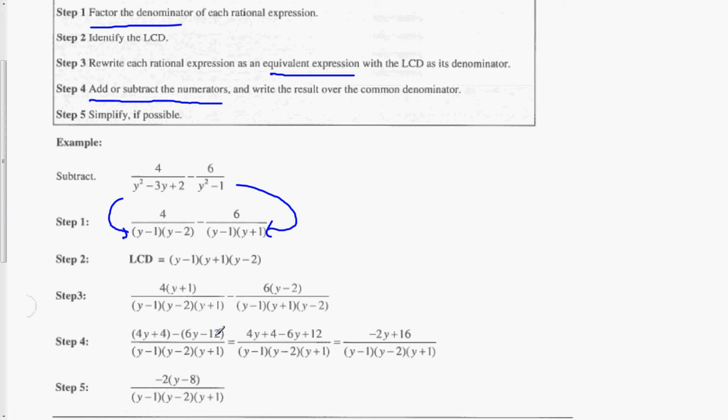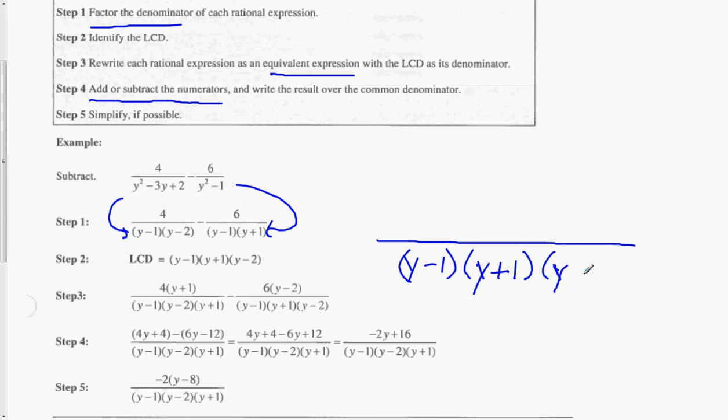Now, my next step is going to be a little bit different from theirs. I'm going to write it out to the side. What I like to do is just make a nice big fraction with my LCD on the bottom. So I would put y minus 1, y plus 1, and y minus 2. And I would just make one nice long LCD.